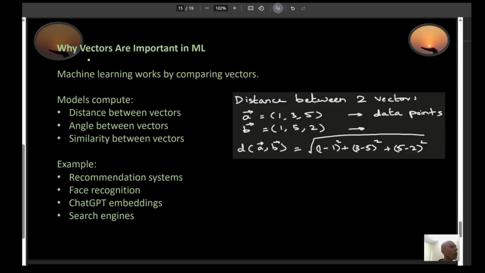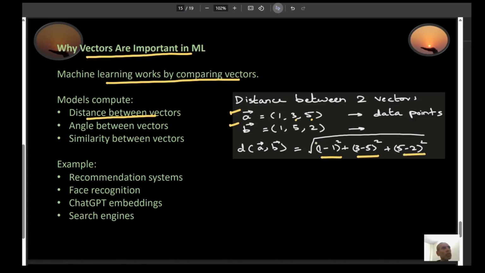So why are vectors important in machine learning? Well, machine learning works by comparing vectors. For example, there are models that compute the distance between vectors. Suppose you have a vector A and a vector B and you want to calculate the distance between them. It is going to use (1 minus 1) squared plus (3 minus 5) squared plus (5 minus 2) squared, and then take the square root of the whole thing. That will give you the distance between these two points.